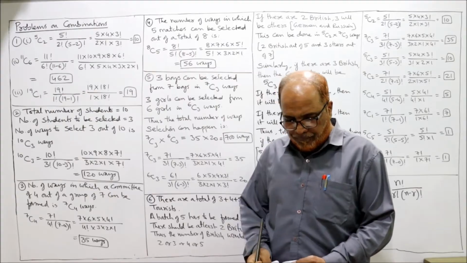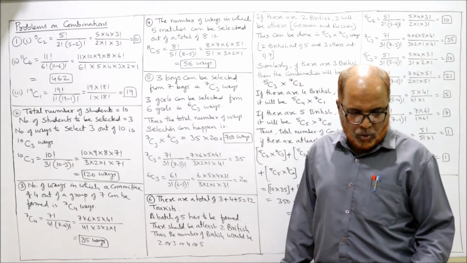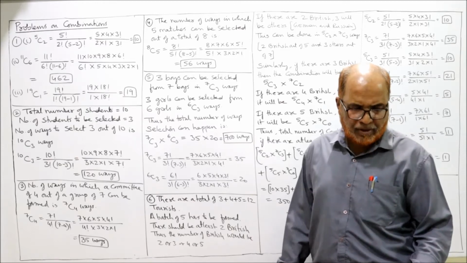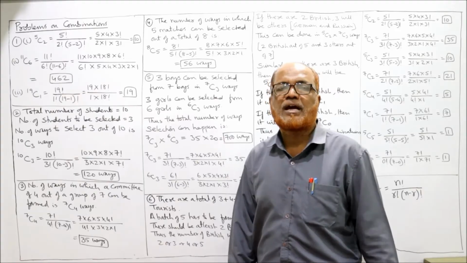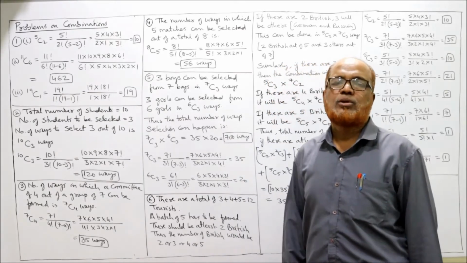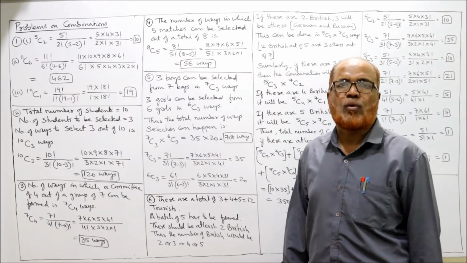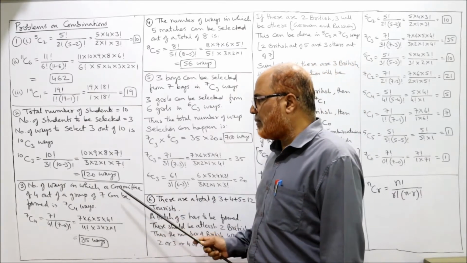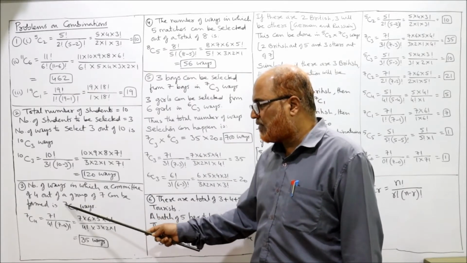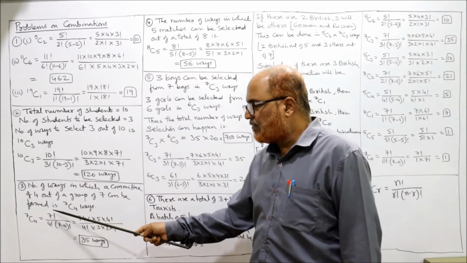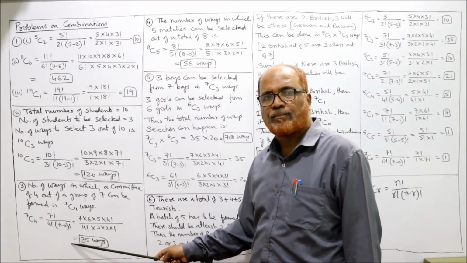Next, problem number 3. In how many ways can a committee of 4 people be formed from a group of 7? A group of 7 people are there. From those 7 people, we want to make a committee of 4 people. So selecting 4 out of 7, 7C4. That's it. Number of ways in which a committee of 4 out of a group of 7 can be made is 7C4. 7 factorial divided by 4 factorial into 7 minus 4 factorial.